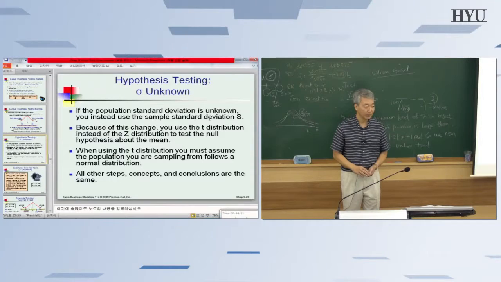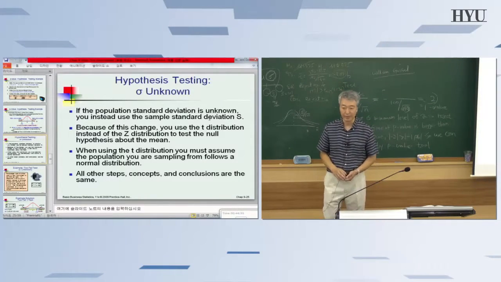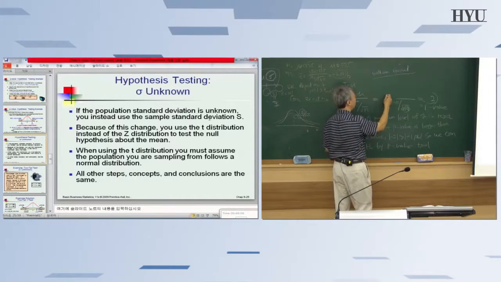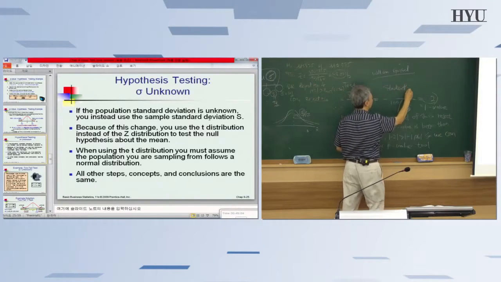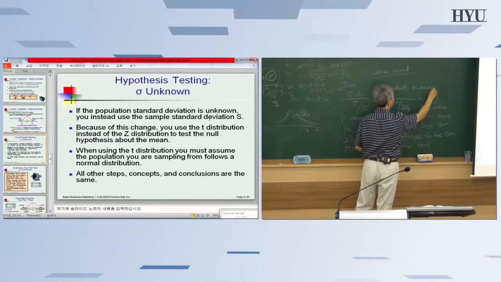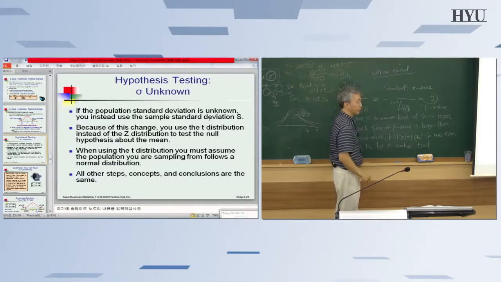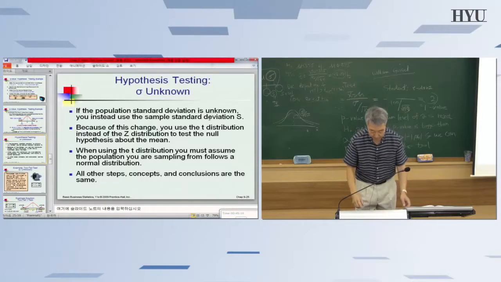So his contribution to the world is really immense, an incredible contribution. But he was so modest. He called himself Student. So the full name of the T distribution is Student's T distribution. Student was his pen name, not his real name.